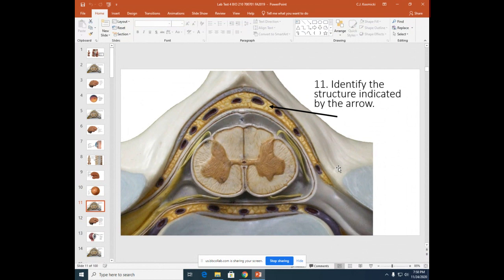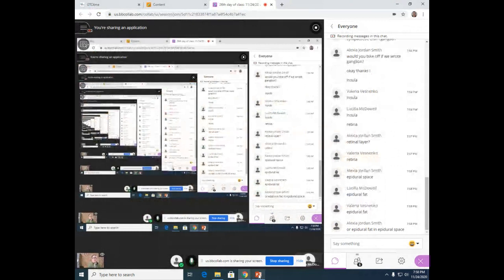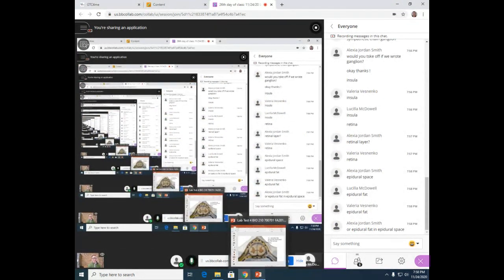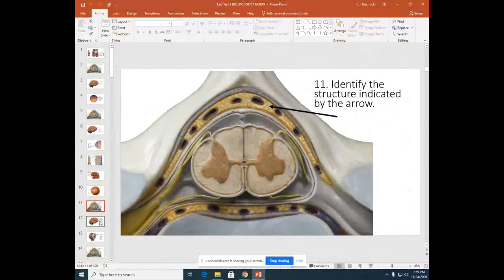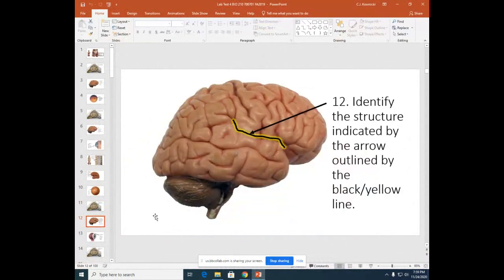All right, I think everybody at home's figured it out. What do you guys say here? Yep. Yeah, that's good. Yeah, it's epidural fat in the epidural space. Most likely I would just take epidural fat. That's good. Yep, epidural fat in the epidural space. Good job, you guys. I like it. All right, here we go.